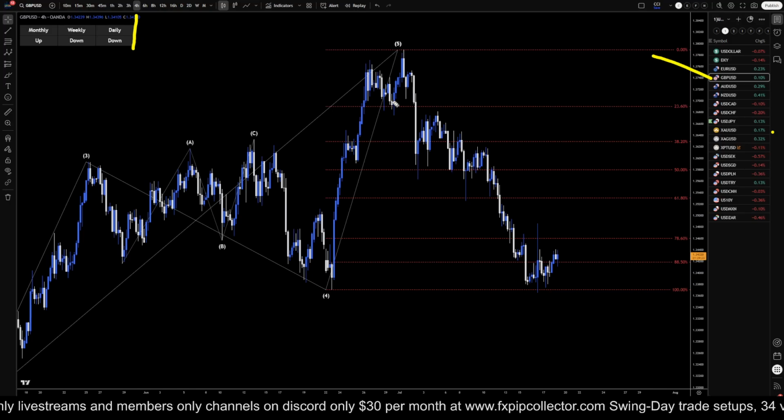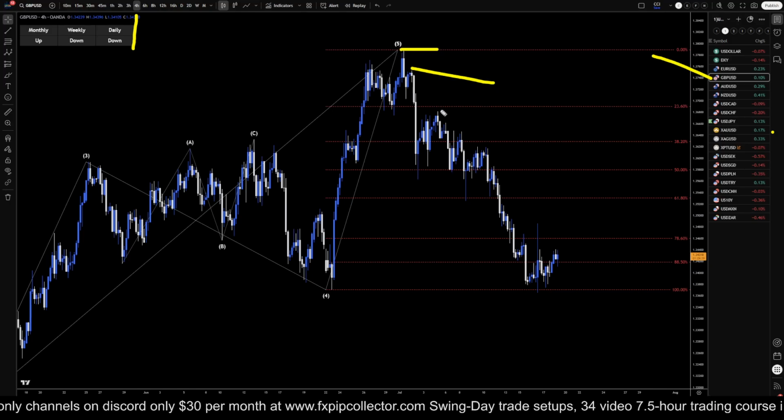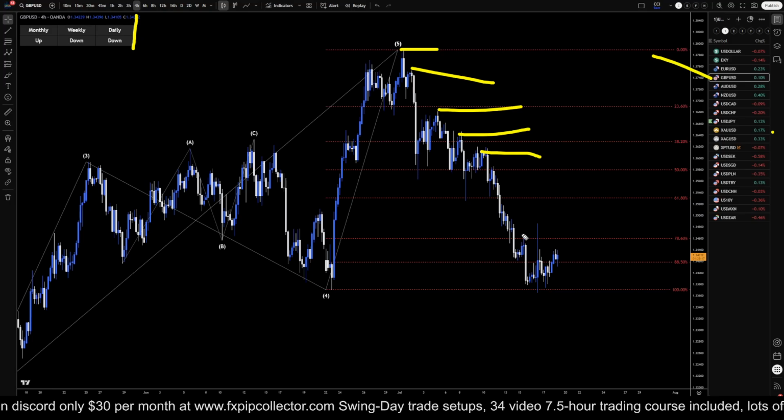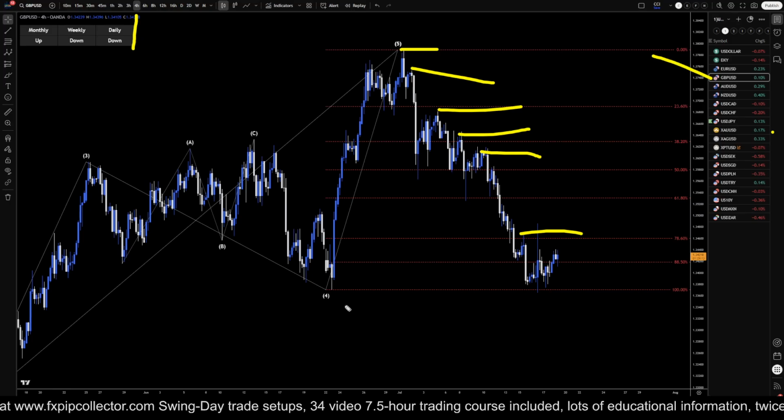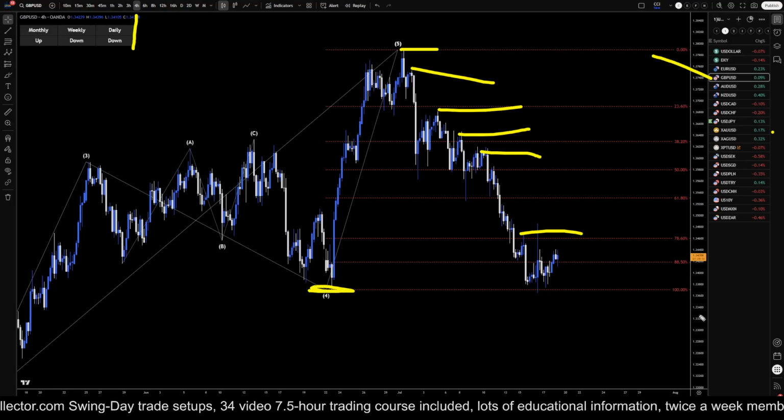On the pound dollar, we've been going down for several weeks now. Really, every single one of these swings is a lower high, lower high, lower high. No break of structure yet, telling us that this move down is over. Obviously, this does seem like a big area of support.